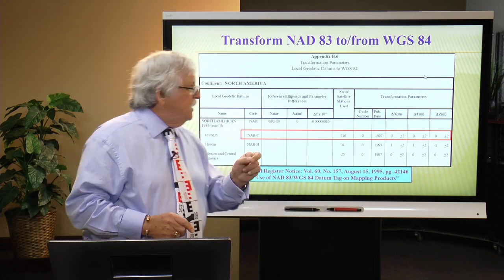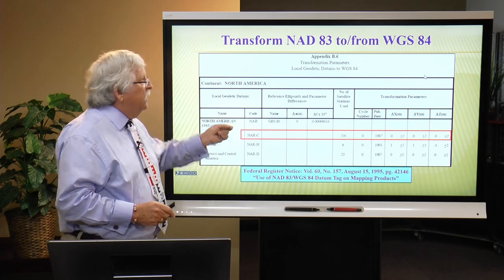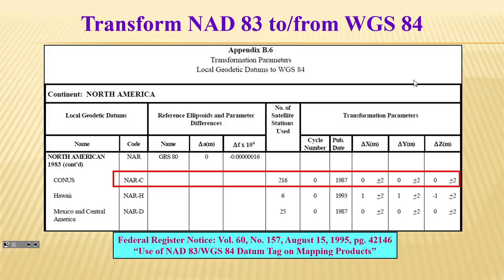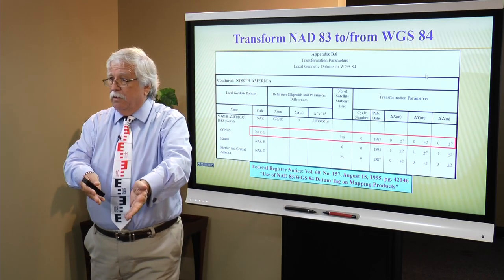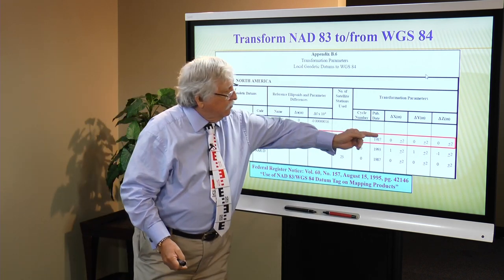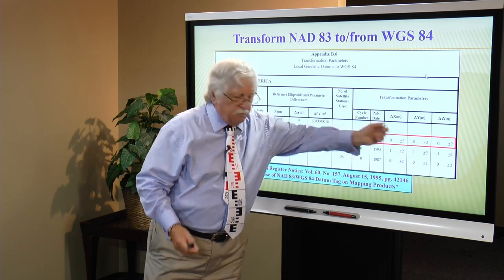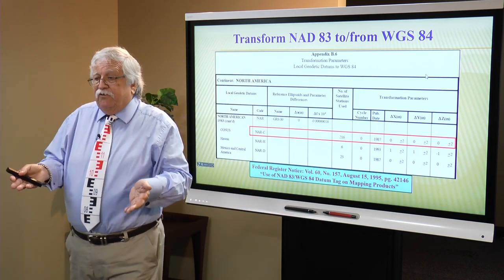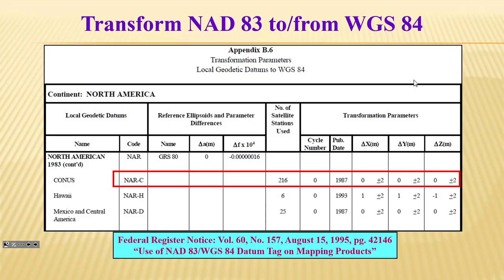But I want to highlight these. This comes from the document. It says NAD 83 to WGS 84, the transformation: change in X, change in Y, change in Z. That's what I talked to you about with the Molodensky. Notice 0, 0, 0. Therefore, you don't have to be a mathematical whiz to figure that if I have three numbers and I add 0 to all three of them, I'm going to get the same number.